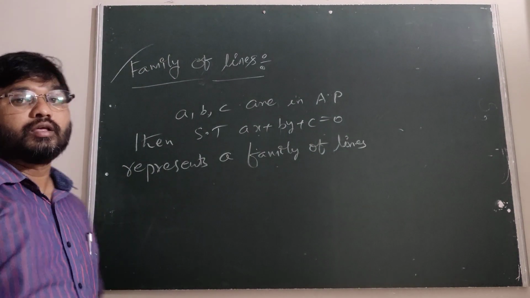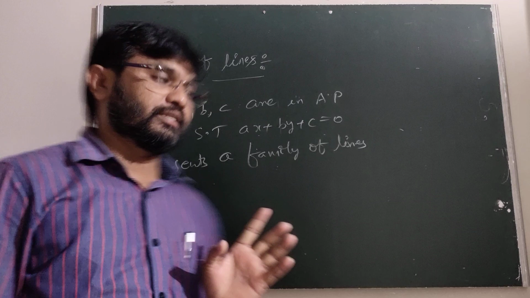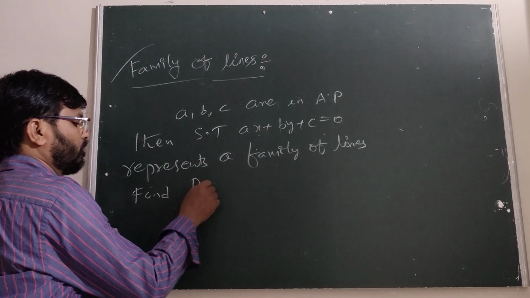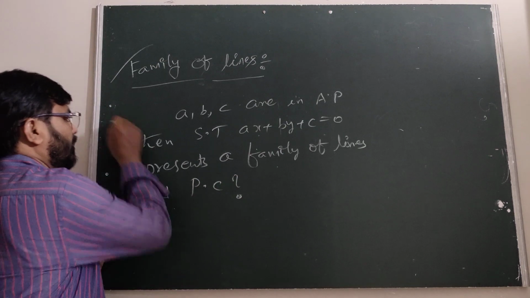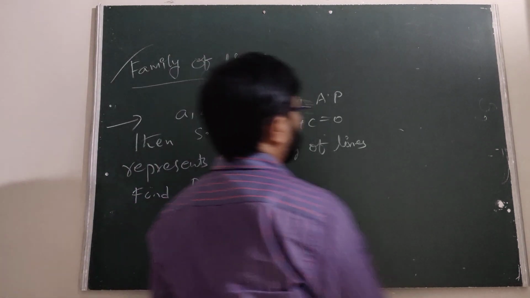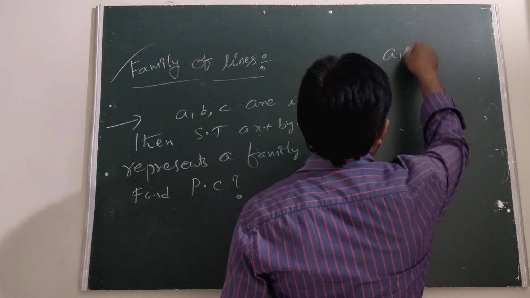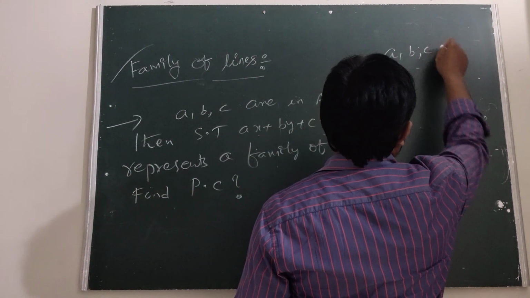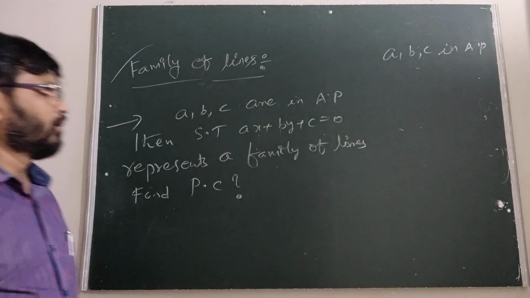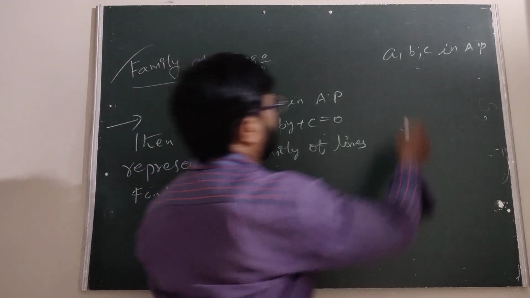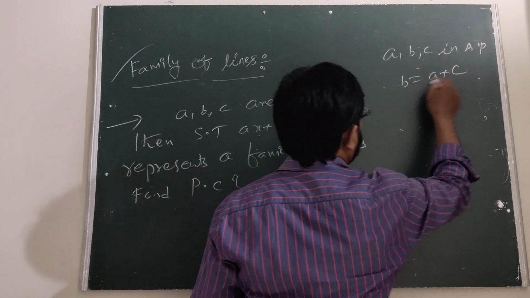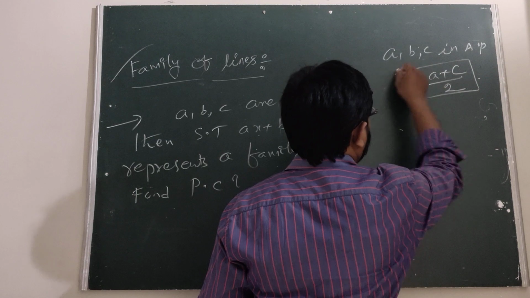Then find the point of concurrence. Then also find the point of concurrence. How to find this one? We have to know that A, B, C are in AP. When A, B, C are in AP, we know that 2B equals A plus C. That means B is (A plus C) by 2.